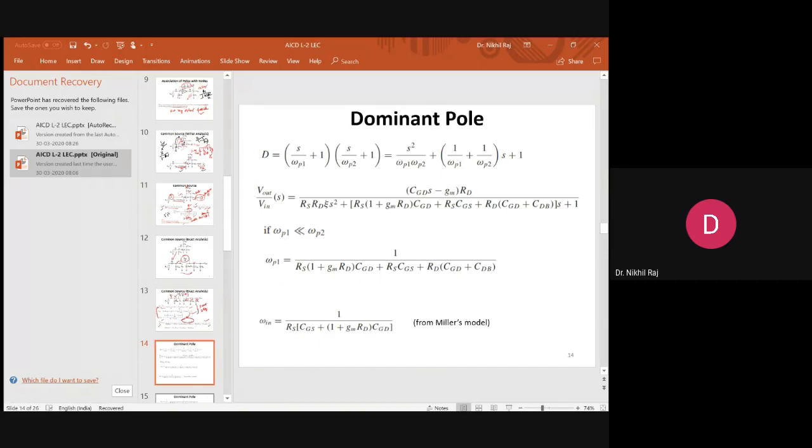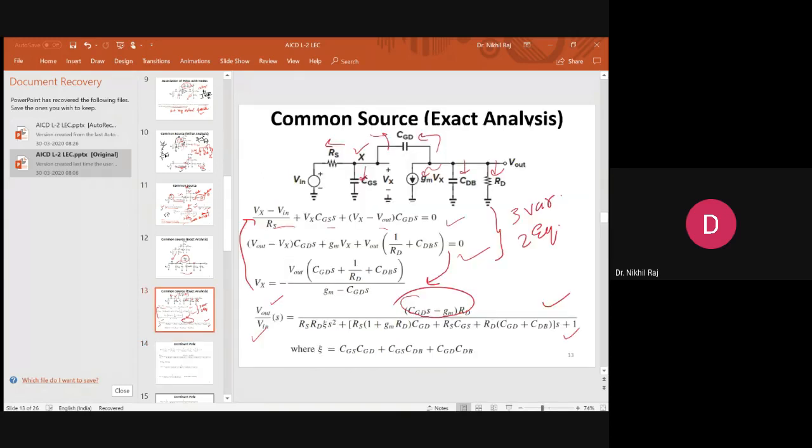So before analyzing the zero, first we'll look at the dominant pole matching, whether the dominant pole calculated using Miller and calculated using the exact analysis are similar or different. So coming to the analysis part, for such a complex denominator, we do some approximations.